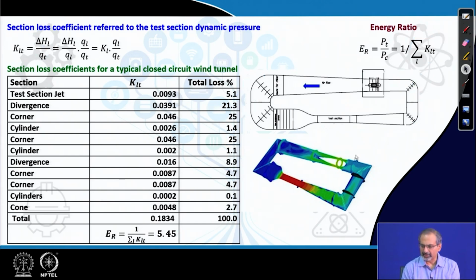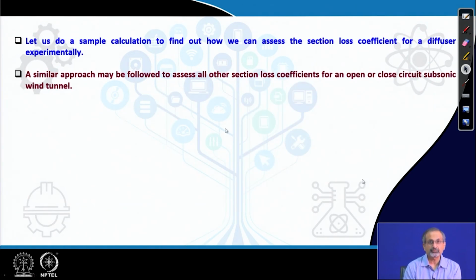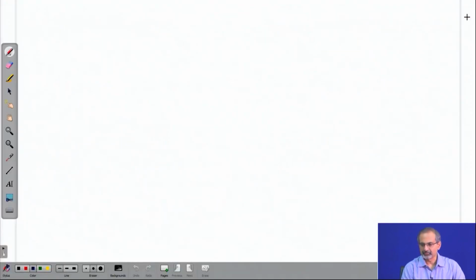We will do an example calculation now. We will do a sample calculation to find out how we can assess the section loss coefficient for a diffuser experimentally. By experimental means, can we make certain measurements and assess what kind of losses are being incurred? If we can set up such a procedure, a similar approach may be followed to assess losses for other components of the tunnel also, if it is sufficiently generic in nature. So, let us try to discuss that.